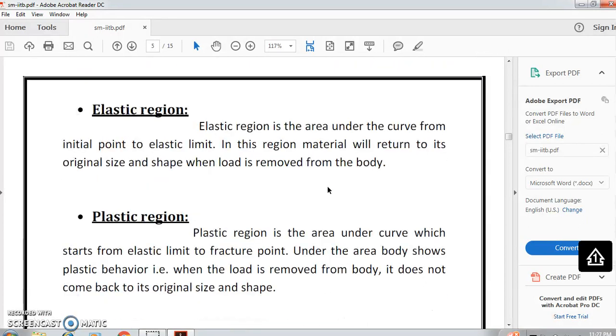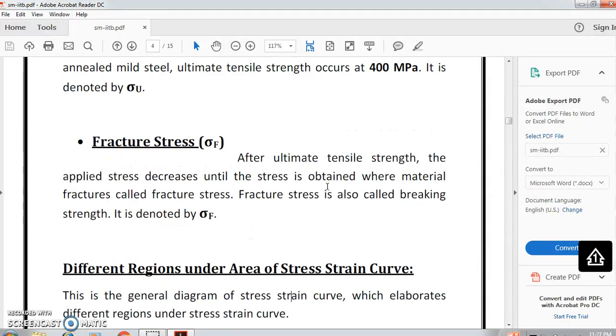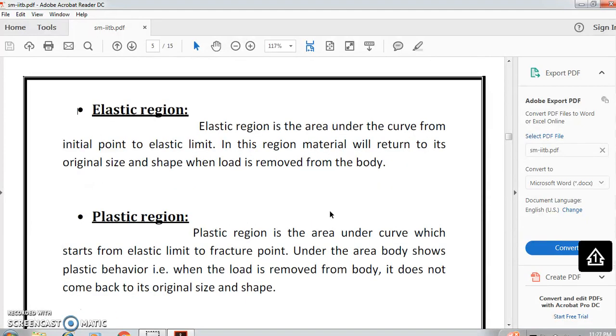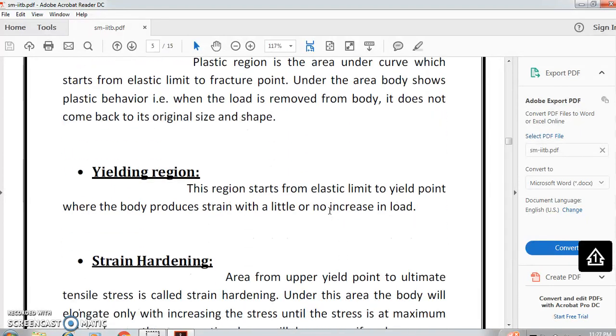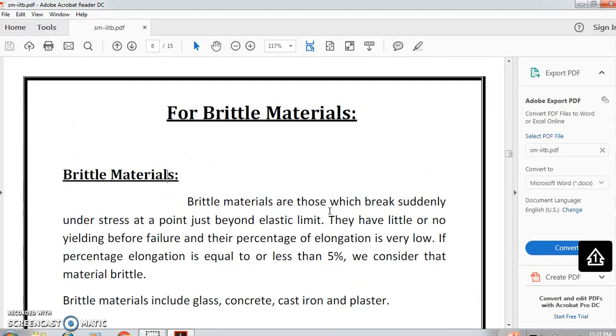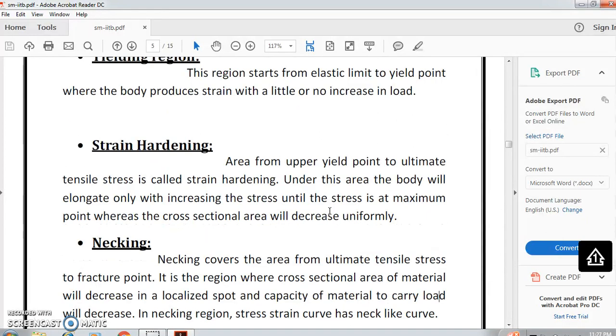Okay friends, now we will observe different regions under the area of the stress strain curve with different colors. Based on the diagram, the stages are the elastic region, the plastic region, the yielding region, the strain hardening region, and necking. These are the different regions we observed from the stress strain diagram.